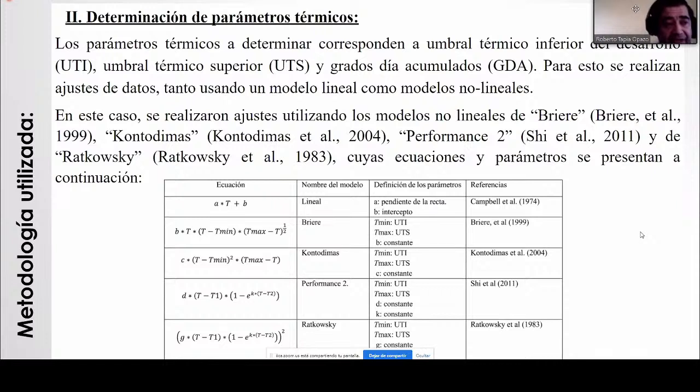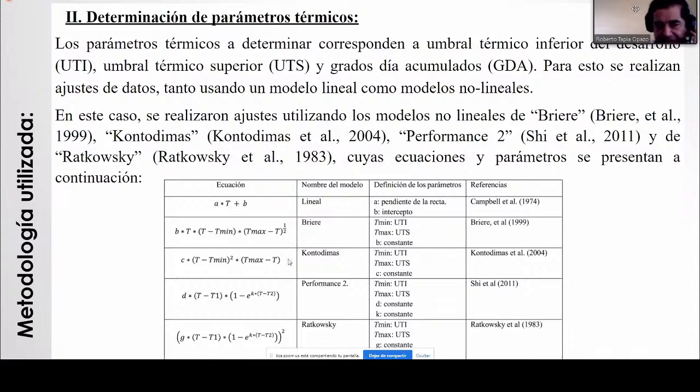Point two of the methodology, determining the thermal parameters. These refer to the lower and upper thermal thresholds, what we've called UTI and UTS, and the cumulative degree days, GDA in Spanish. For that, we adjust the data using the linear model, but also nonlinear models. In this case, adjustments were done with nonlinear models of Briere, Contadimas, Performance 2, and Radkowski. The equations and parameters are in the table.